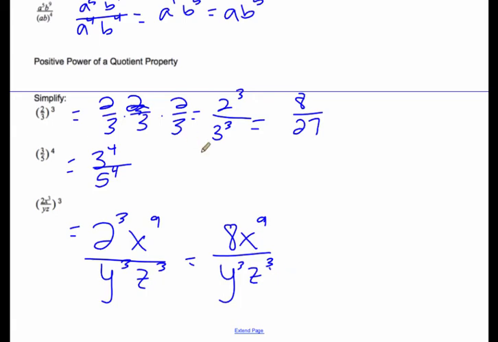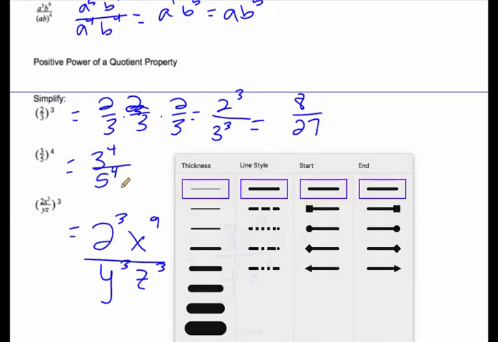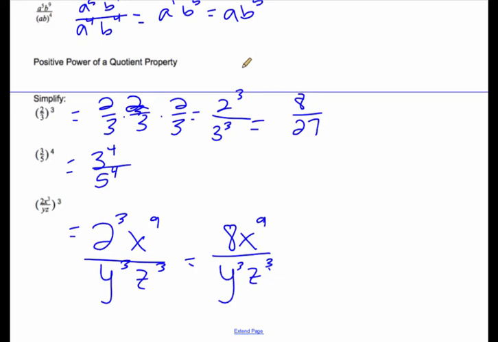Okay, so that's the positive power of a quotient. So what is the rule there? The rule there is, if I have a over b raised to the n power, that is going to be a to the n over b to the n. Might be written a little bit differently in your book, but that's how I'm going to write it. Okay? All right, last one.